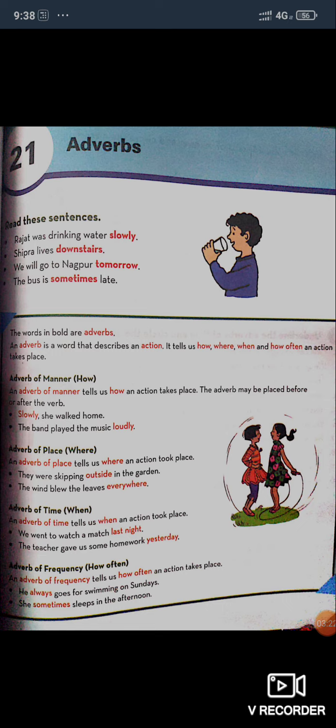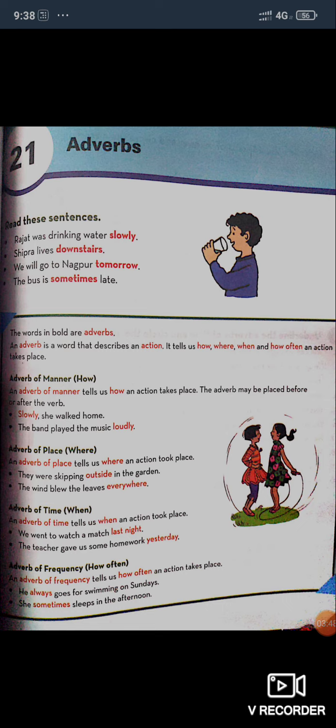How did she walk home? The answer is slowly. The band played the music. How did the band play the music? Loudly. So the words like slowly, loudly, boldly, bravely, calmly, carefully, cheerfully, gladly, easily, in which ly is there, are adverbs of manner.